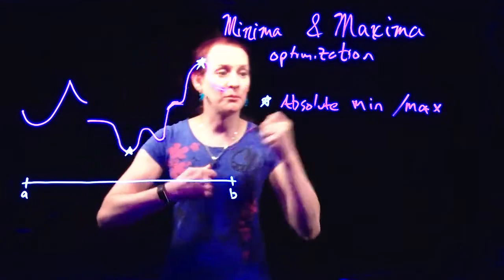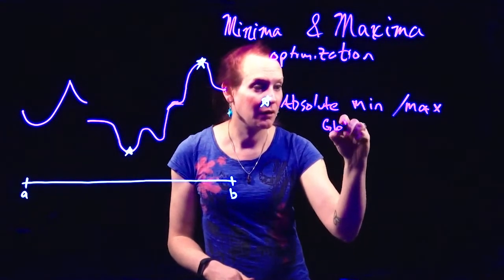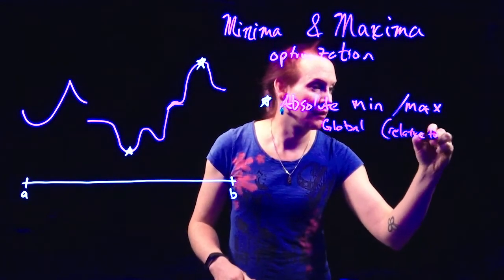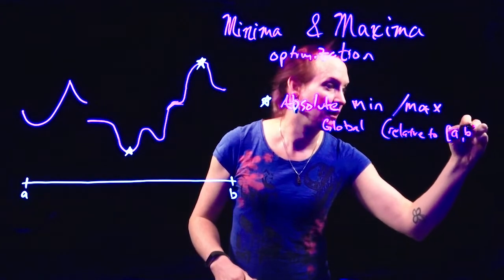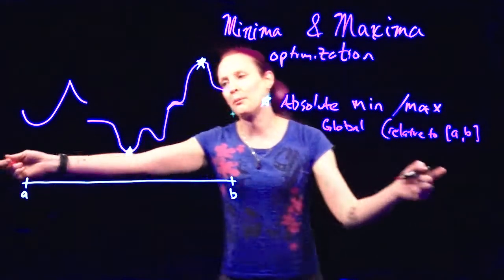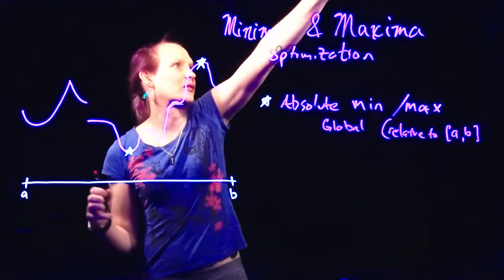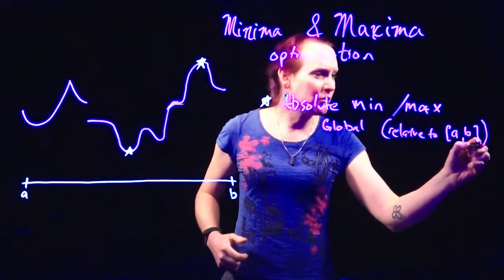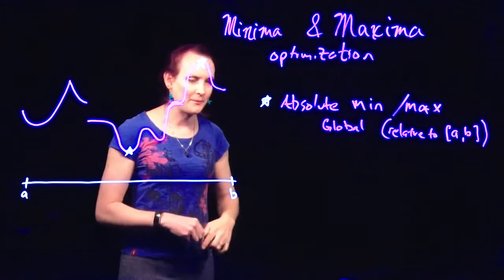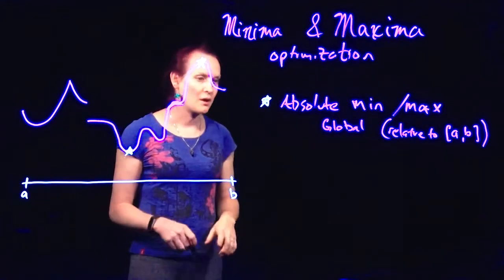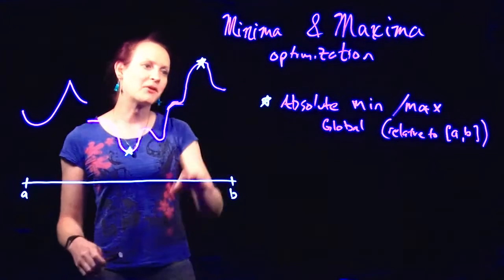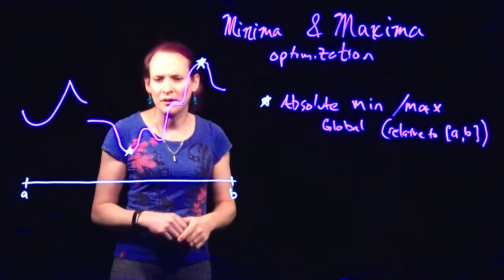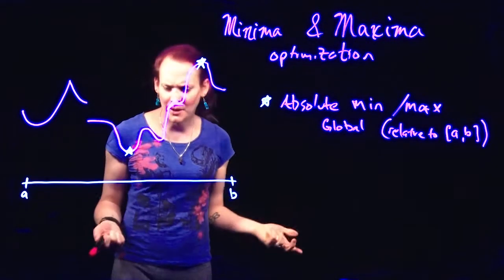We also call them global, where it's global relative to the interval A to B, because maybe if we considered a bigger interval, somewhere over here there is something even bigger or even smaller. And so we do need to pay attention to the interval that we're optimizing over. So absolute is probably the most common and correct one, but I like to think about global.